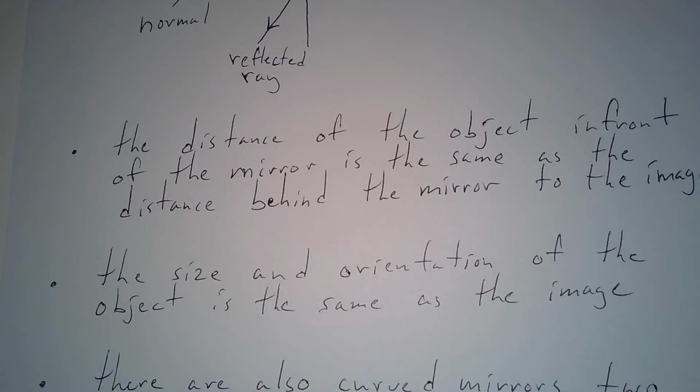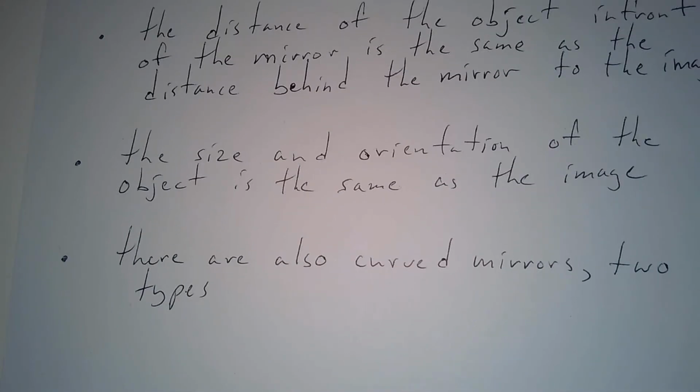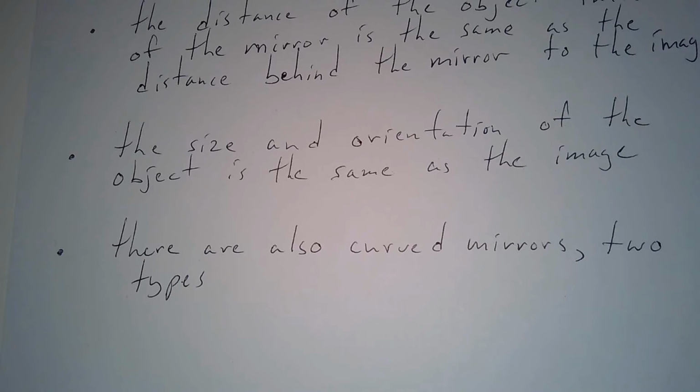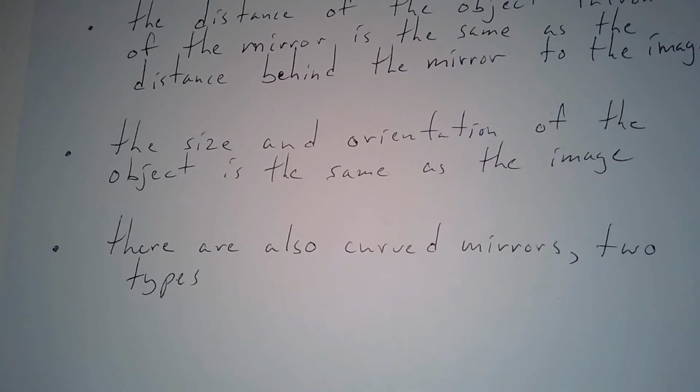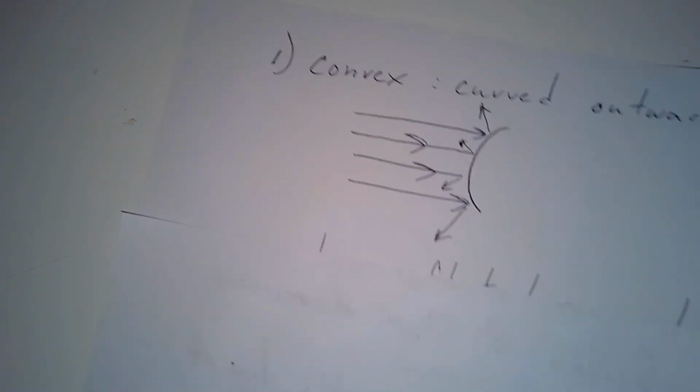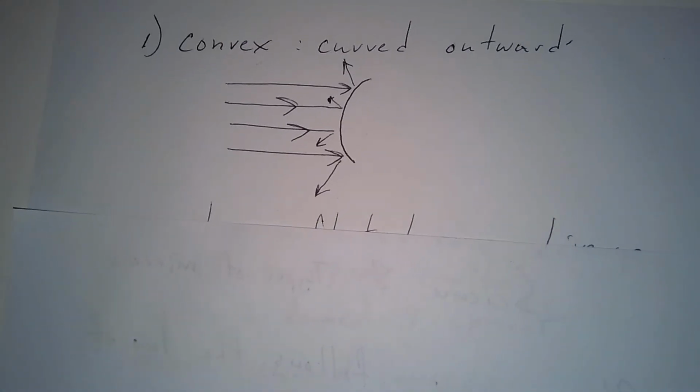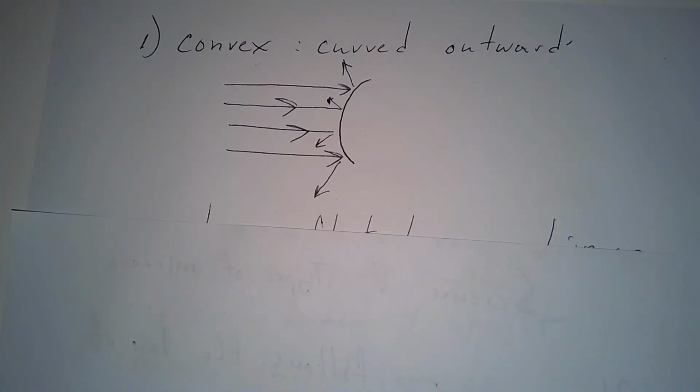Now, besides this plane mirror, there are also curved mirrors, and that's what I want to look at next. There are two types of curved mirrors. One is what we call convex, and that's curved outwards.